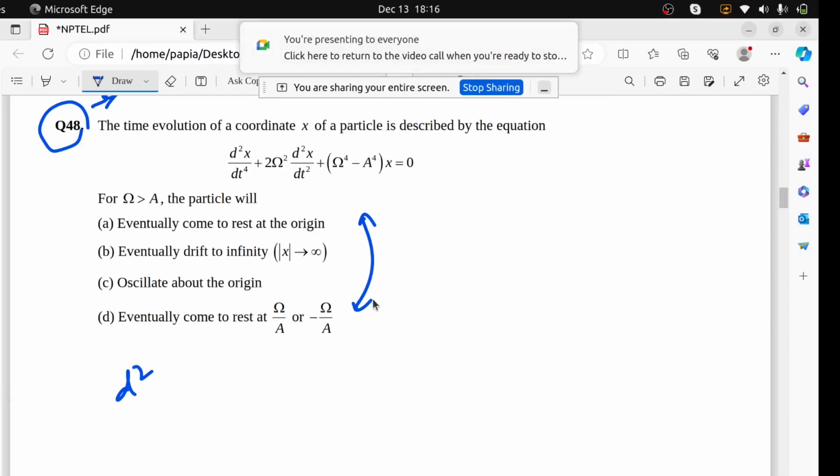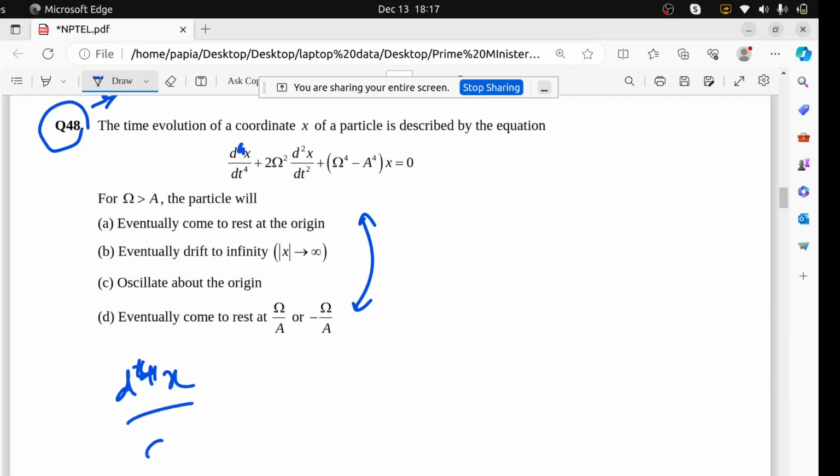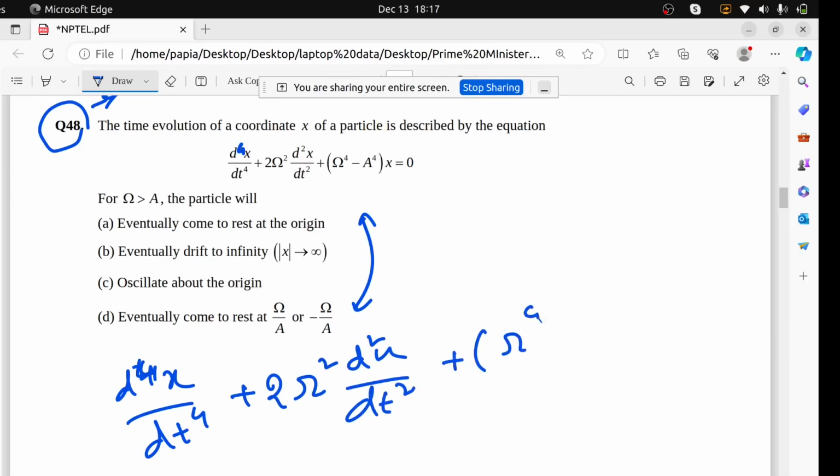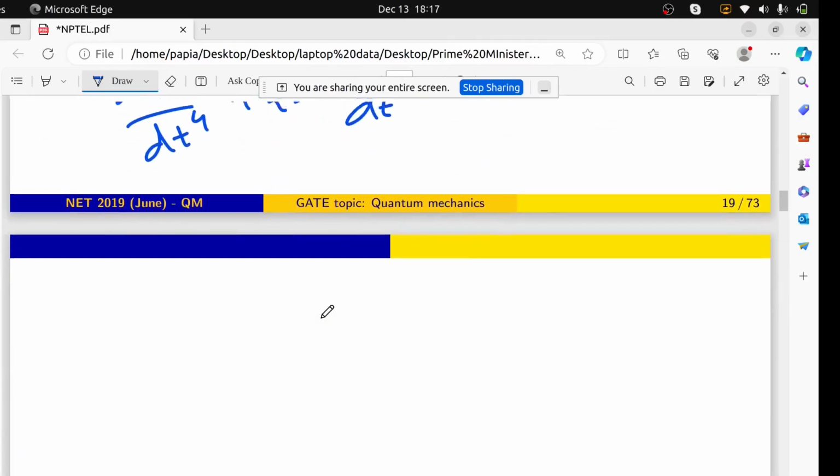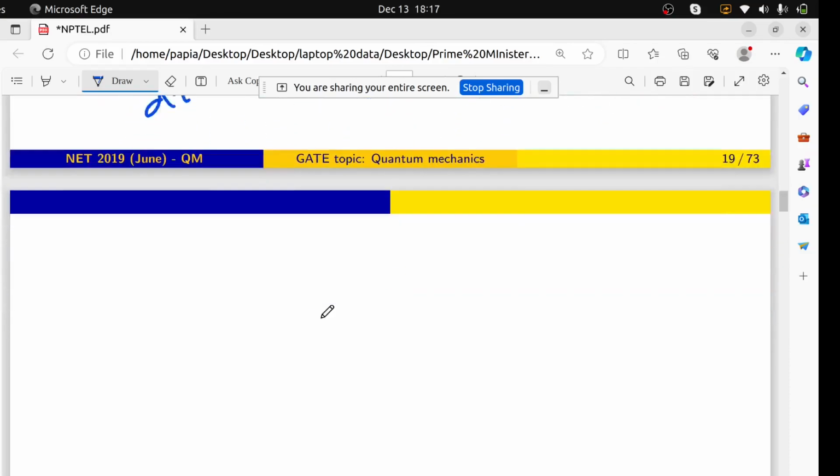So firstly I am just going to write here the expression. It should be d⁴x/dt⁴, okay? Because here dt⁴ is there. So d⁴x/dt⁴ plus 2ω² d²x/dt² plus (ω⁴ − a⁴)x equals 0. First of all I have to write it here because there is no space.